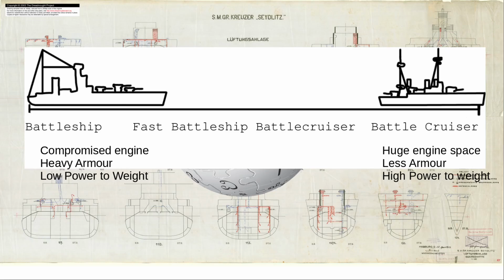So my idea was actually I want to plot the power to weight ratio of every single battleship and battle cruiser ever built, and hopefully what we will find is that most battleships have low power to weight ratio, fast battleships have medium power to weight ratio, and battle cruisers have very high power to weight ratio. Hopefully with the purest of battle cruisers, the Invincible class, having the very highest power to weight ratio.